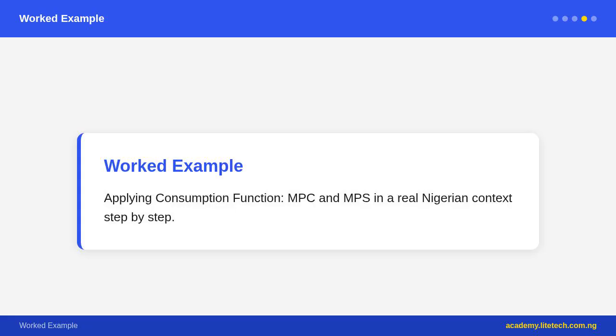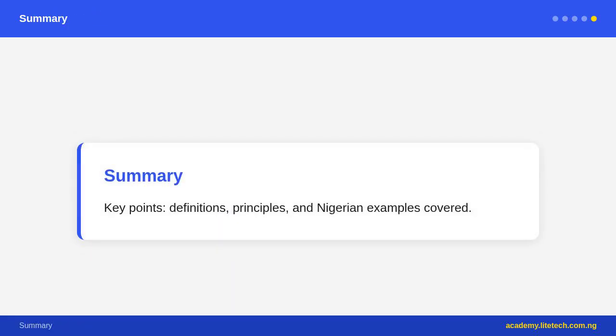Third, price level. When prices rise, inflation, real consumption falls even if nominal income is unchanged. Fourth, interest rates. High interest rates encourage saving, because the reward for saving is higher, and discourage borrowing for consumption. In Nigeria, high bank interest rates reduce household borrowing for consumption. Fifth, consumer confidence. During uncertainty, recessions, insecurity, political instability, households cut consumption and increase precautionary saving even if income is unchanged. This is particularly evident in Nigeria during economic and security crises.